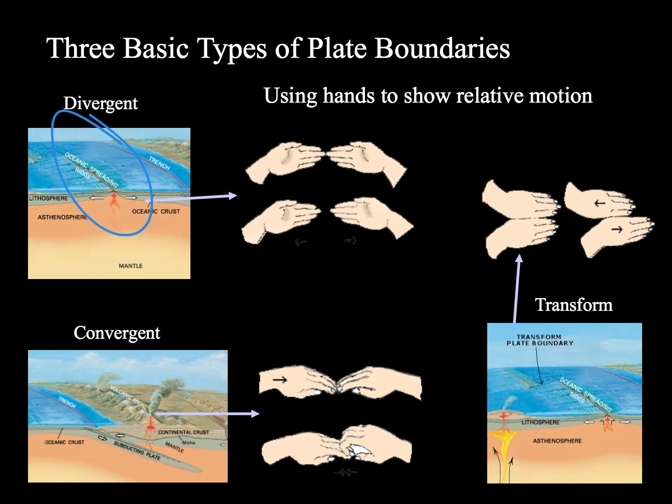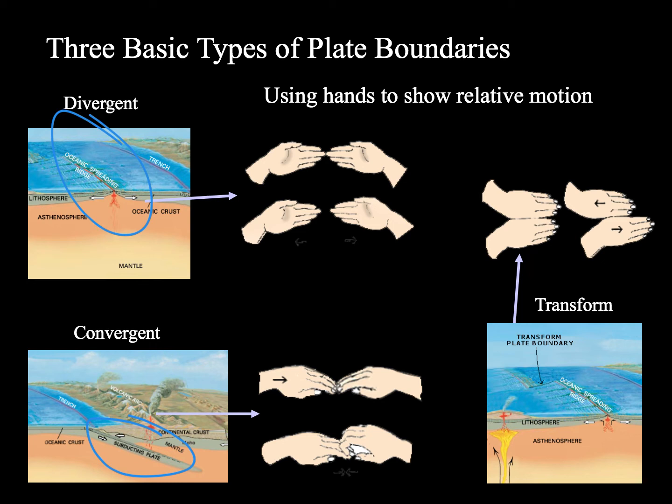Convergent boundaries are where two plates come together. Here you can see that as one plate gets pushed under another one, we call this subduction, the crust gets crunched up, creating a chain of volcanoes. You can model this by bringing your hands together and forcing one hand below the other one.